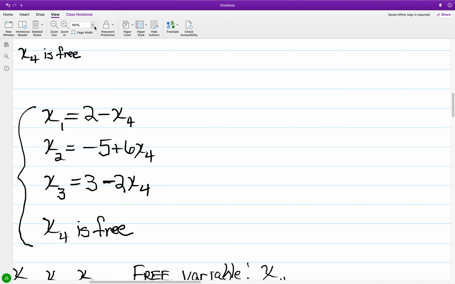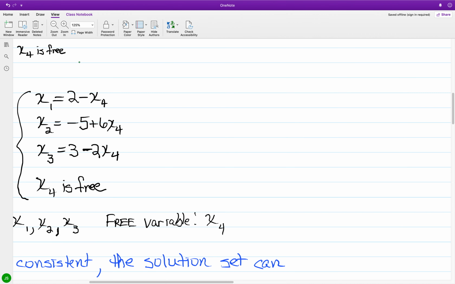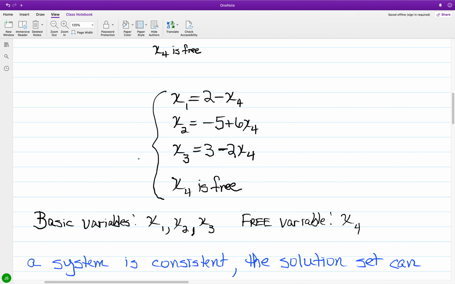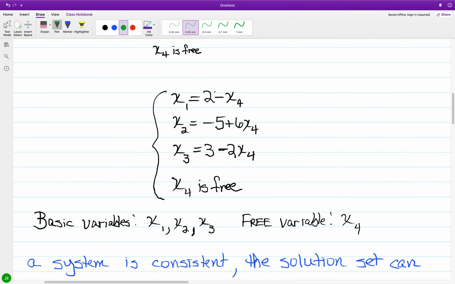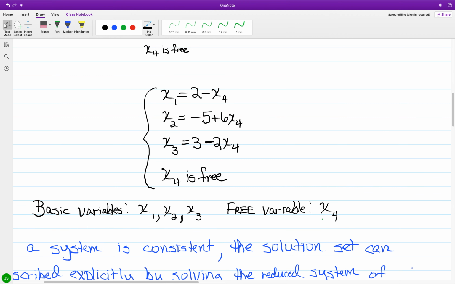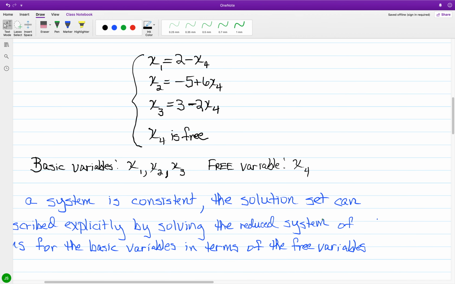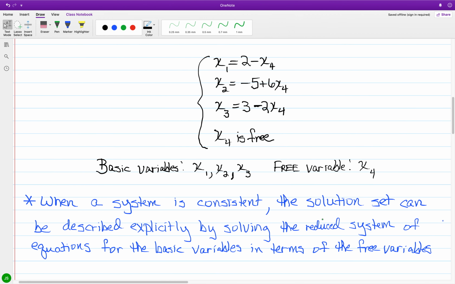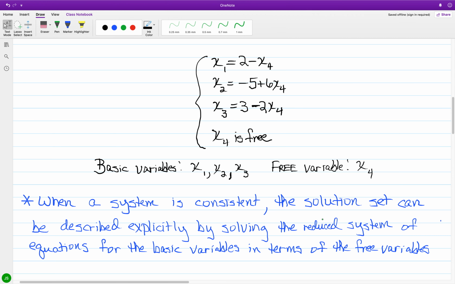And now just taking what we have here, in the set you have what are the basic variables, x of 1, x of 2, and x of 3. And again, the free variable is going to be x of 4. And now, in terms of what we have for a solution set, we have the key property that whenever a system is consistent, the solution set can be described explicitly by solving the reduced system of equations for the basic variables in terms of the free variables.